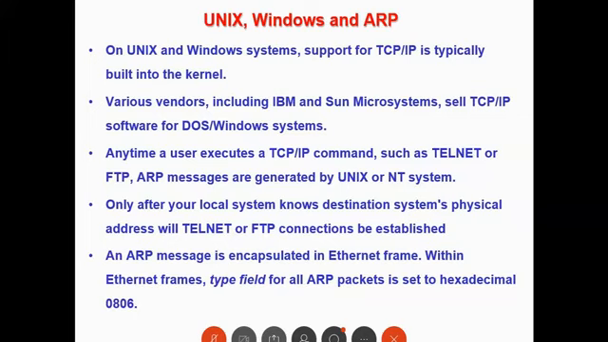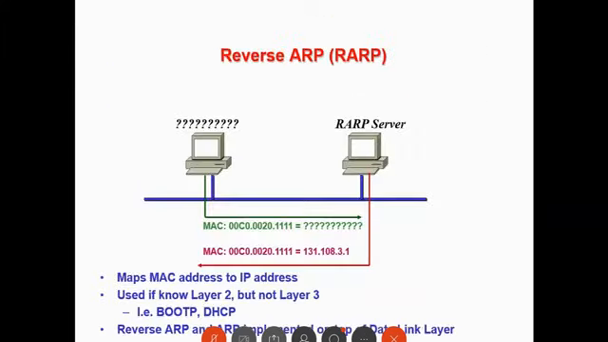Anyway, this presentation is with you, you can go through it. Now reverse ARP, that is the reverse address resolution protocol. Now, the source doesn't know its own address. It knows only the MAC address. It doesn't know the IP address. Then how does it know its own IP address?